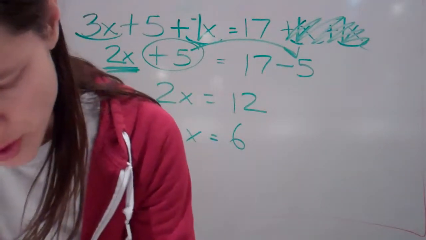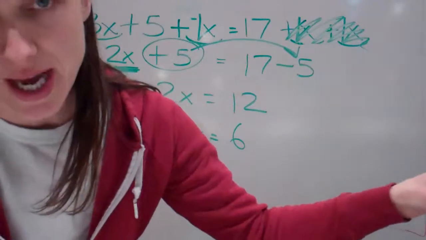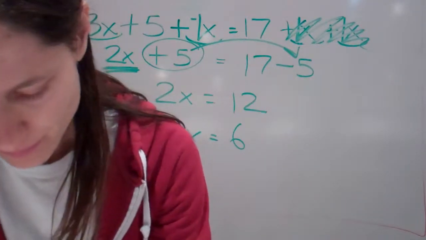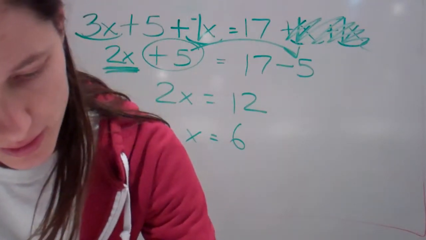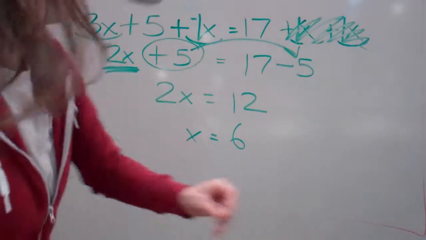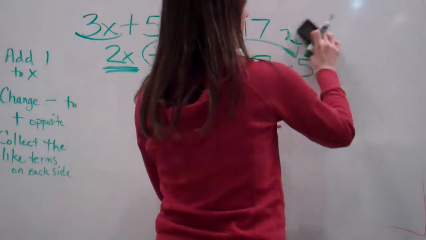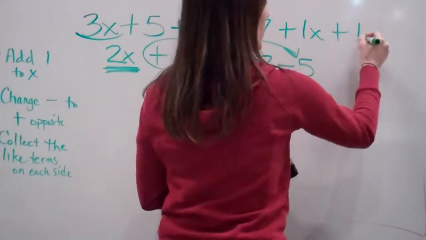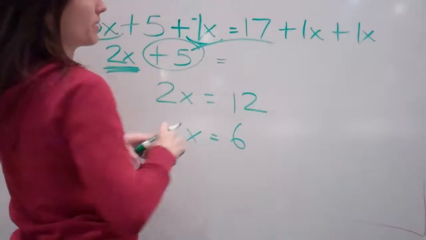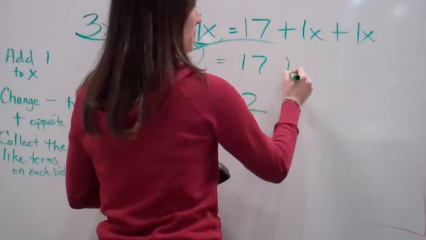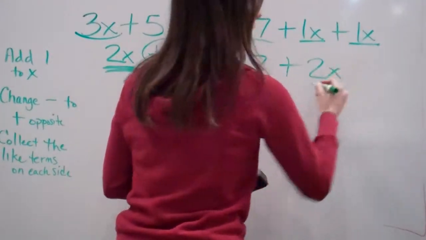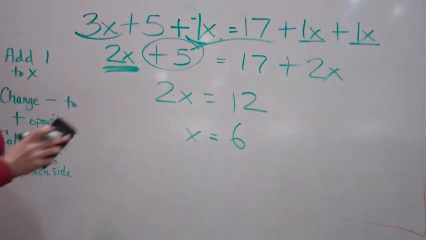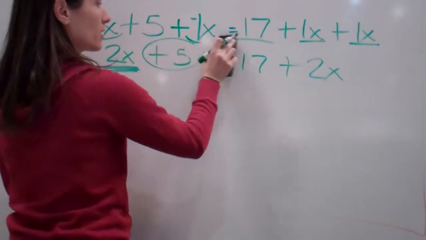We've never had the x's on both sides. Oh, yeah. Well, because eventually, that one doesn't have it either. Let me show y'all something really quick. Let's say this was 1x plus 1x, okay? Now stay with me for just a minute. We would say 17 plus 2x, right? Which would be 19. Watch what happens.